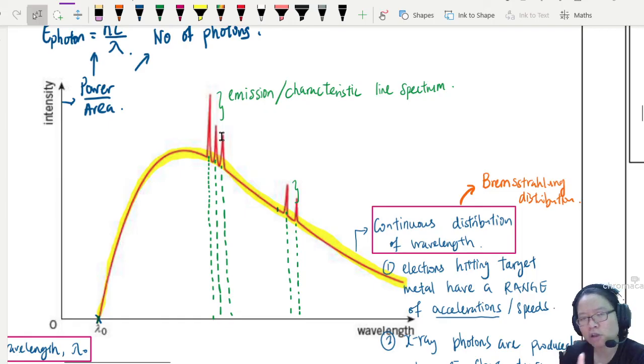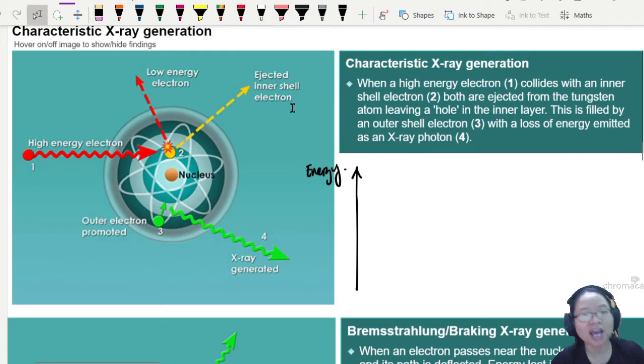So immediately they thought about the energy level, because another way for us to decide how every single atom is unique and distinct is through their energy level transition. So this has something to do with the energy level transition, especially when the electrons bombard the target metal. Something is going on inside the orbitals of the target metal. Let's look at the nucleus and the orbitals of your tungsten or heavy metal target. Okay, so there are a few things happening here.